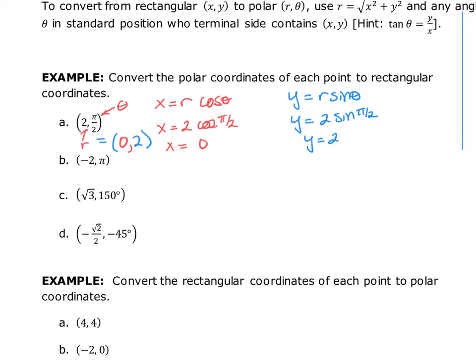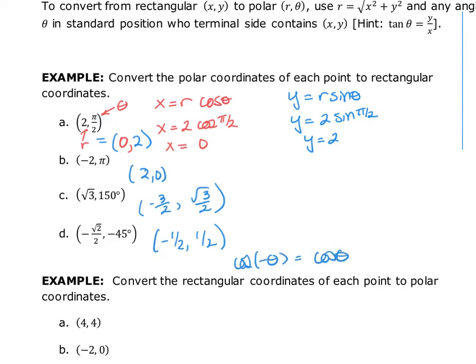Welcome back. Hopefully what you've got for B is the ordered pair 2, 0. Now don't forget that when you do the cosine of pi, it is -1. That's why it's -1 times -2 is +2. For this one, hopefully what you all got for the answer is -3/2, square root of 3/2. And then for the last one, -1/2 and then +1/2. Don't forget that when you take the cosine of a negative angle, this is equal to the cosine of that angle. So hopefully that's what you got.